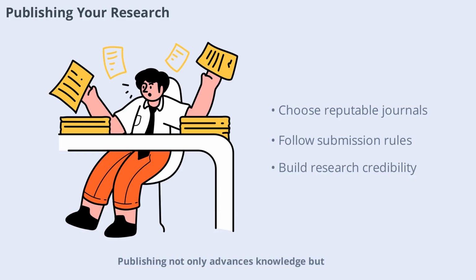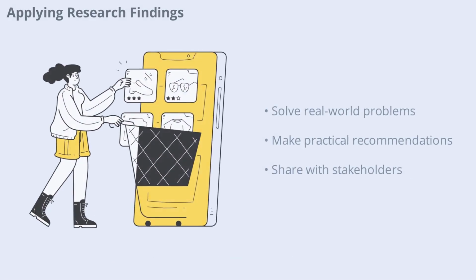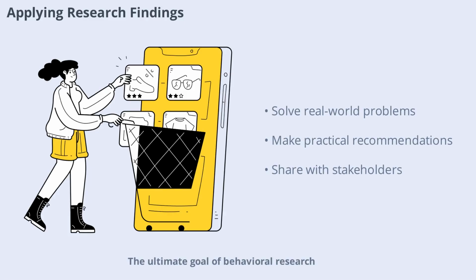Publishing not only advances knowledge but also establishes your credibility as a researcher. The ultimate goal of behavioral research is to apply findings to real-world problems. This could mean designing better products, improving education, or shaping public policy. Translate your results into practical recommendations and share them with stakeholders who can make a difference.